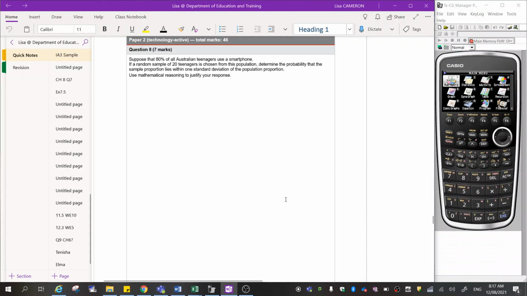Okay, so in question 8, we're going to suppose that 80% of Australian teenagers use a smartphone. If a random sample of 20 teenagers is chosen from this population, determine the probability that the sample proportion lies within one standard deviation of the population proportion. Use mathematical reasoning to justify your response.